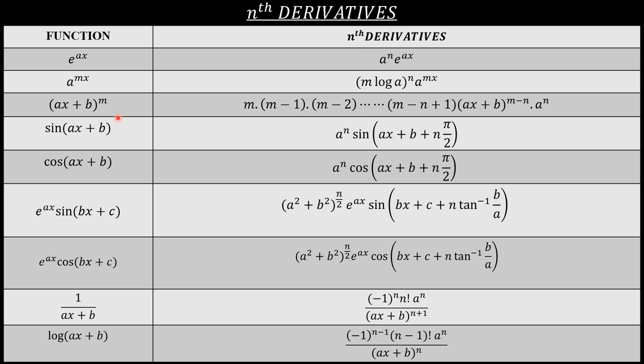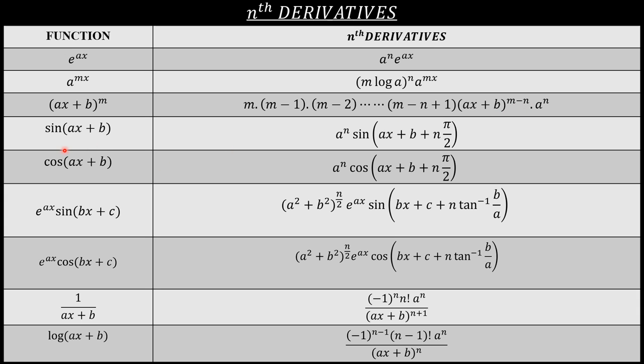Say suppose some algebraic function is given to you with the power m, which is of the form ax plus b to the power m. Then its corresponding nth derivative is m into m minus 1 into m minus 2, so on up to m minus of n minus 1, that is nothing but m minus n plus 1, multiplied with ax plus b to the power m minus n and a to the power n. Just be careful with the powers over here, students. The power of a is n over here, and that of ax plus b is m minus n.